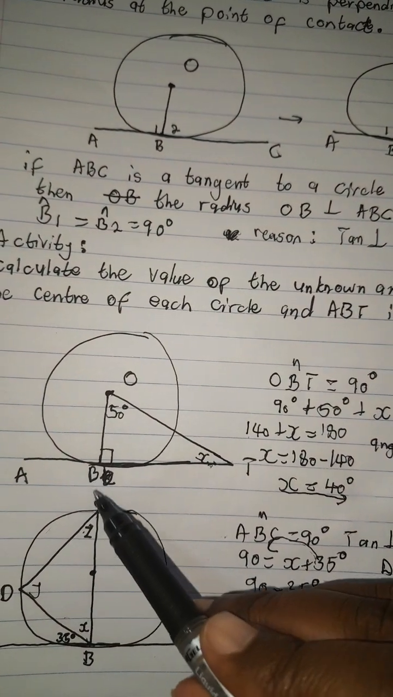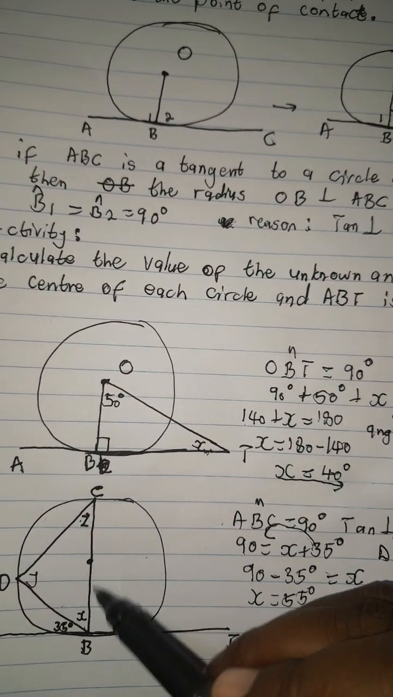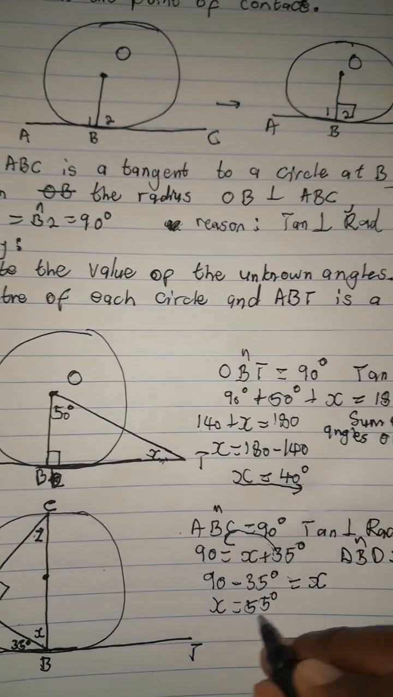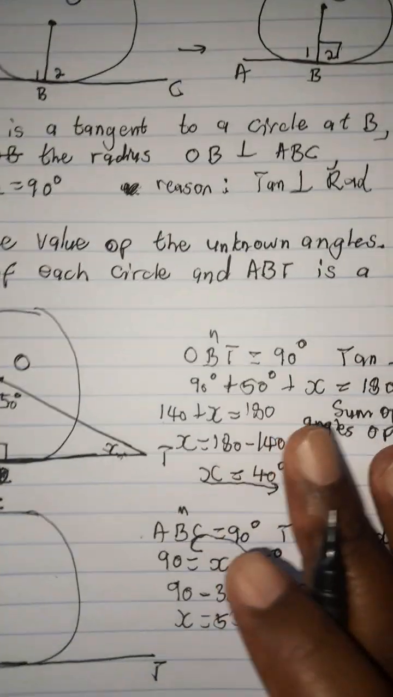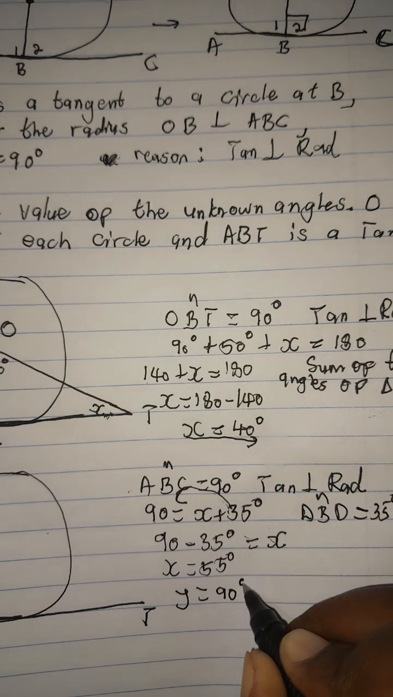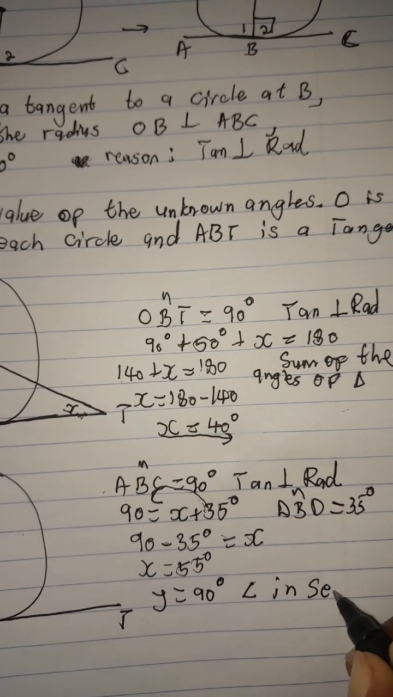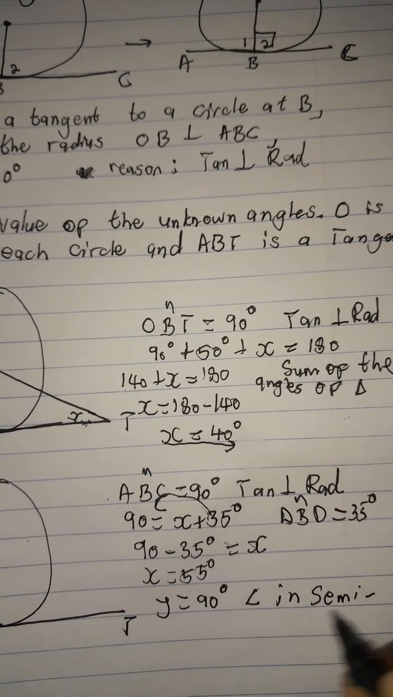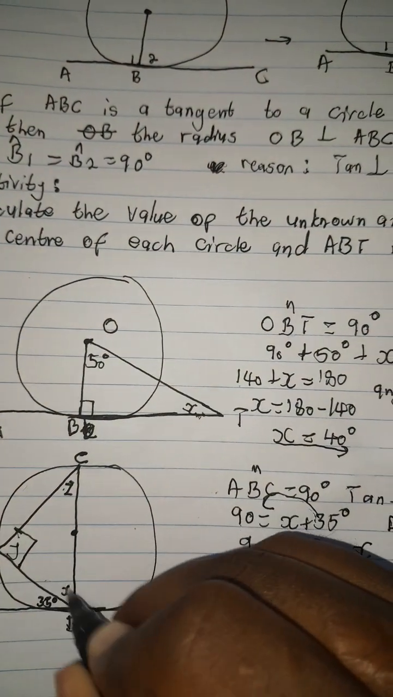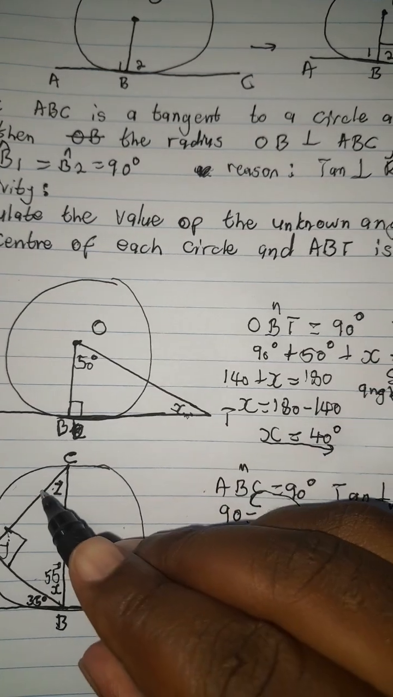We are not done. We can see that BC is a diameter, and it subtends a right angle at D, making this 90 degrees. So in other words, we also have y as 90 degrees. The reason will be angle in a semicircle. Yes, remember here it's 55, here it's 90, so we can find z.